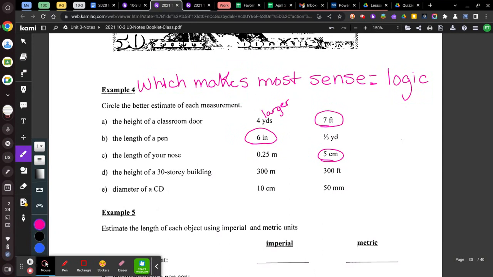Okay. The height of a 30-story building. Now we're talking the height of a building. Which one makes more sense, feet or those meter sticks? Feet. Feet is actually the better one. Wouldn't 300 meters be more than feet though? It is. Yeah, because remember, 1 meter is equal to about 1 yard. So feet would be more.